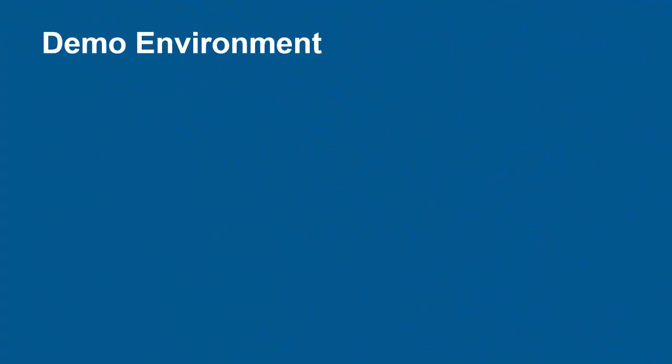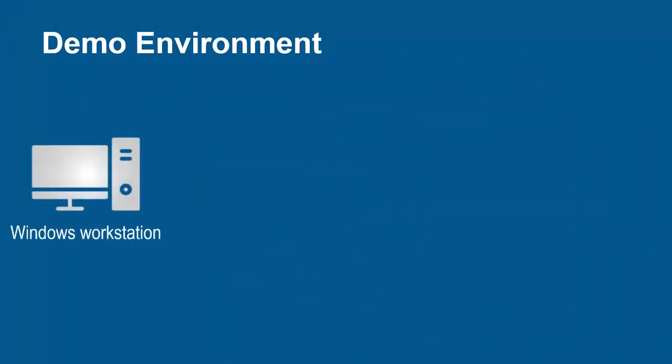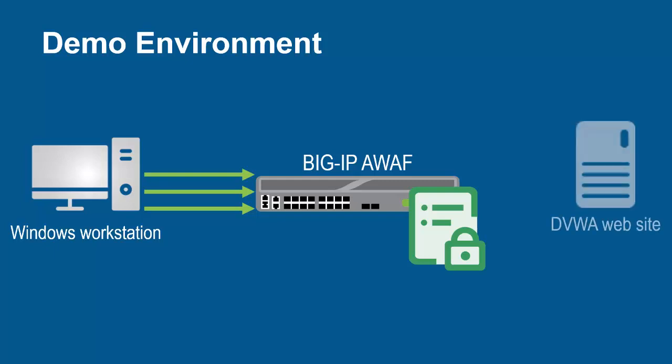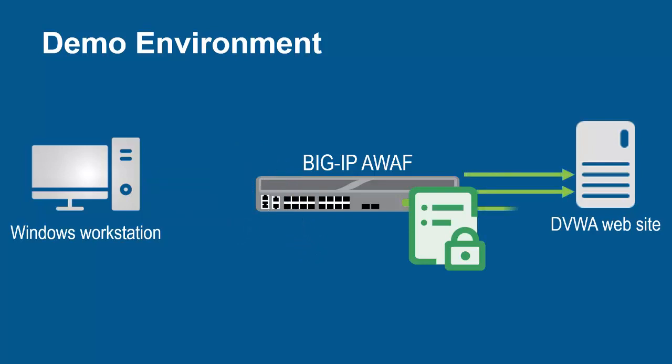The environment for this demo contains three devices. A Windows workstation will be used for sending requests to build, and then stabilize, the existing security policy. These requests will arrive at the F5 BIG-IP system, running Advanced WAF. The BIG-IP system already has an Advanced WAF security policy, used to protect the back-end web application. The BIG-IP system, using its full proxy architecture, examines every request before sending them to the back-end web server. Through this process, BIG-IP Advanced WAF can update and eventually stabilize the web application security policy.